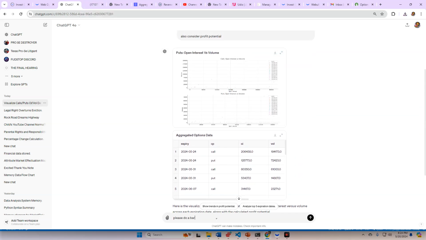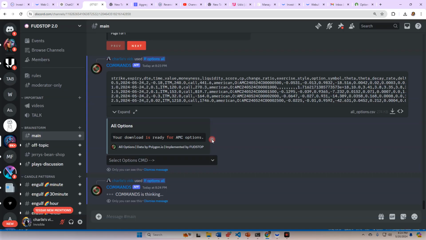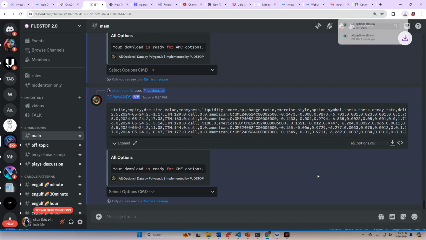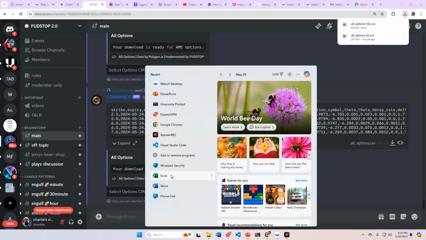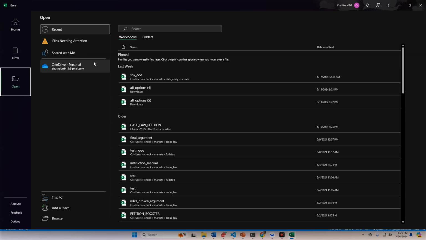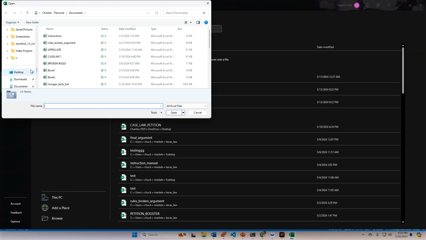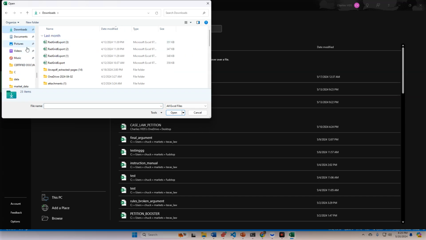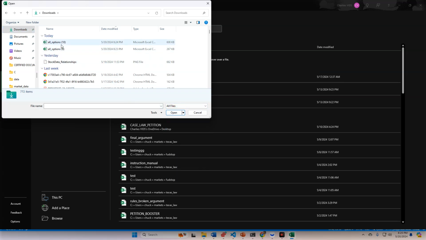Please do a bar chart. Could not see what it did. Let's download the GME data. And we'll actually look at it ourselves too, just to double check. Let's go ahead and open, browse. We're going to do downloads, all files, and we're going to go ahead and just open up both of these.